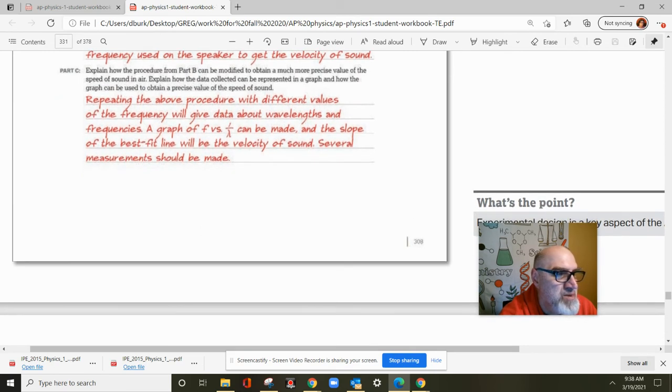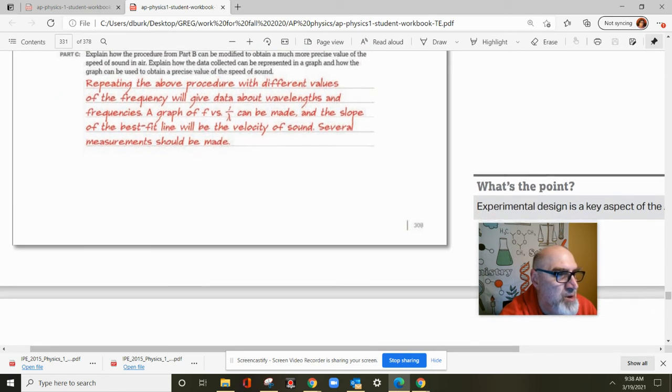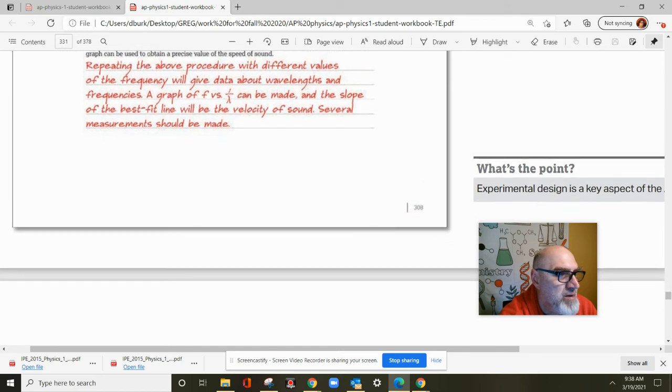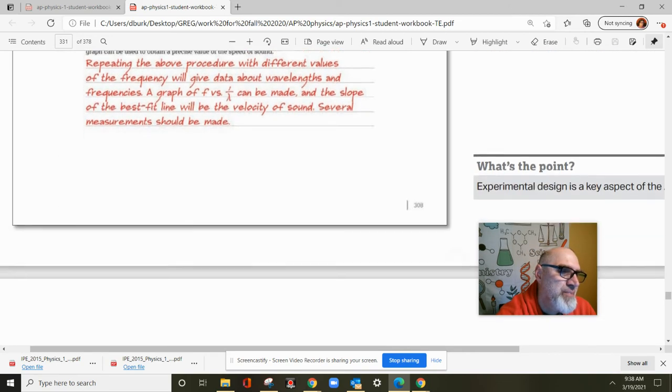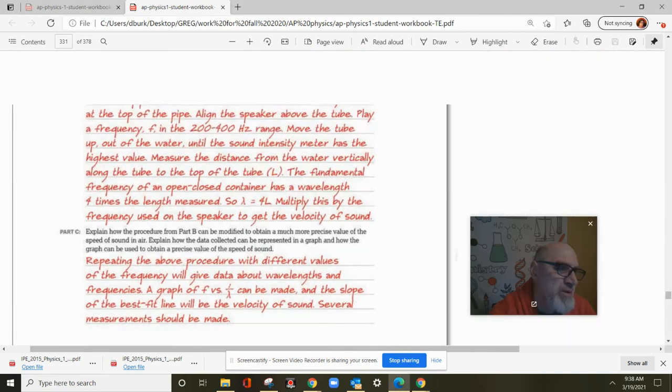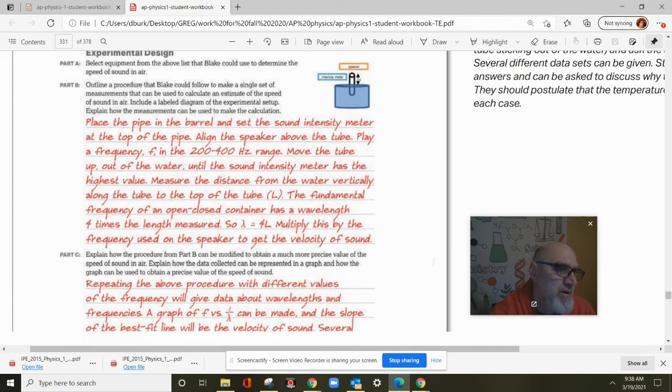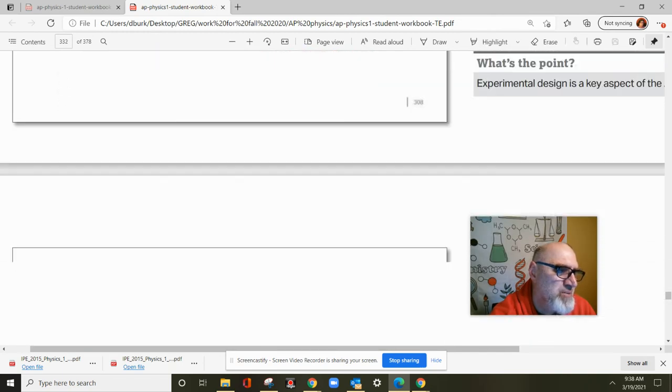Frequency versus the inverse of wavelength can be made, and the slope will be the velocity of sound. Right, so we could have done that. Wow, I didn't think of that. Oh, well, we were trying to find the frequencies. This would be a lab where you're trying to find the speed of sound instead of trying to calculate the frequencies, but it's very similar to what we did.